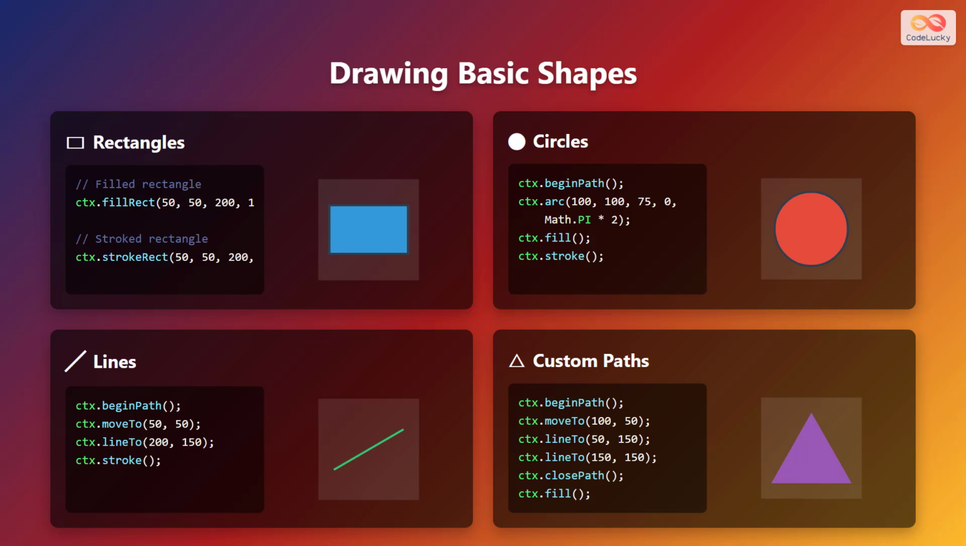Code for rectangle: context.fillRect 50, 50, 200, 100. context.strokeRect 50, 50, 200, 100. Code for circle: context.beginPath, context.arc 100, 175, 50, 0, Math.PI times 2. context.fill, context.stroke. Code for line: context.beginPath, context.moveTo 50, 50, context.lineTo 200, 150, context.stroke. Code for custom paths: context.beginPath, context.moveTo 150, 50, context.lineTo 50, 150, context.lineTo 150, 150, context.closePath, context.fill.